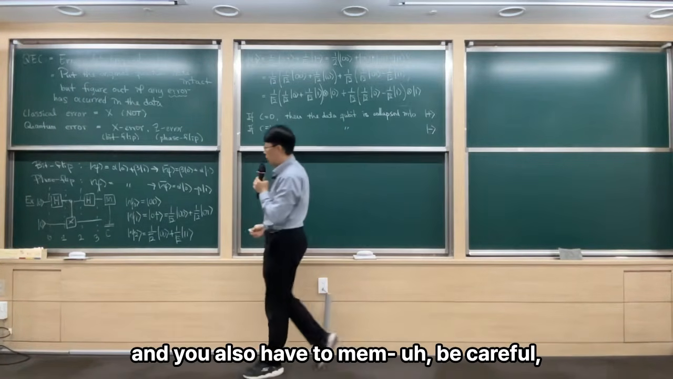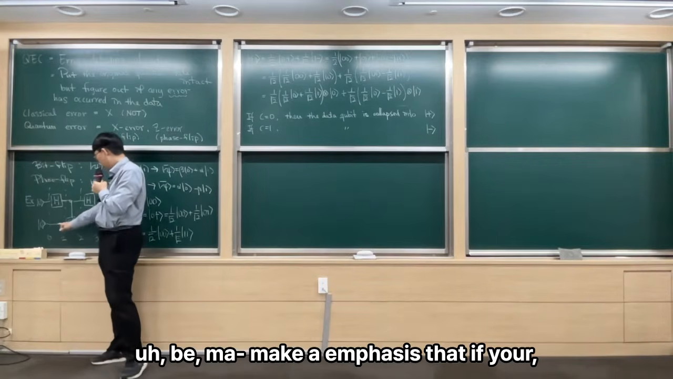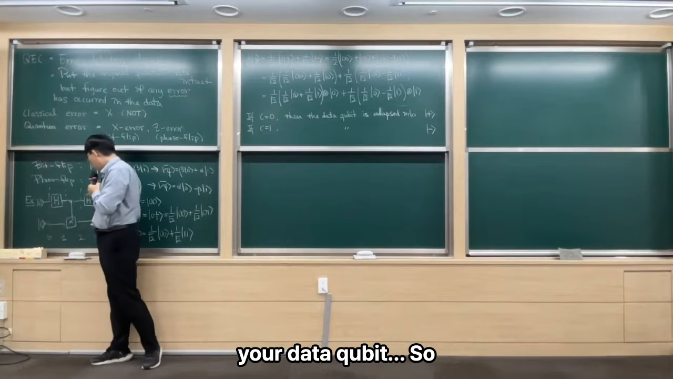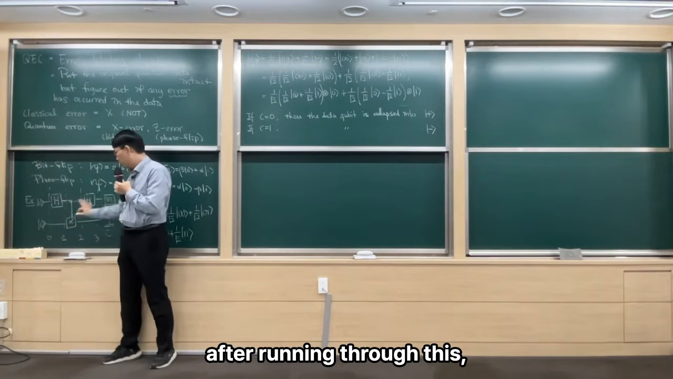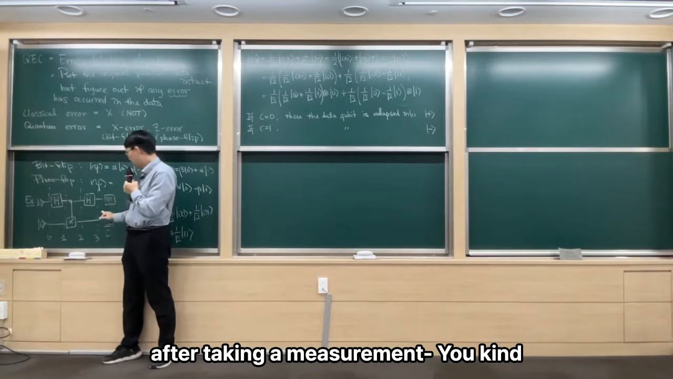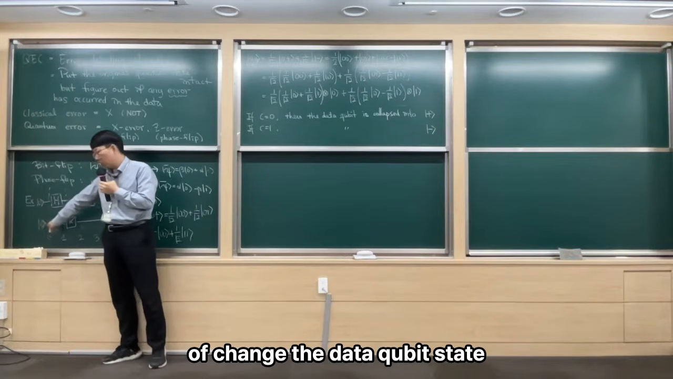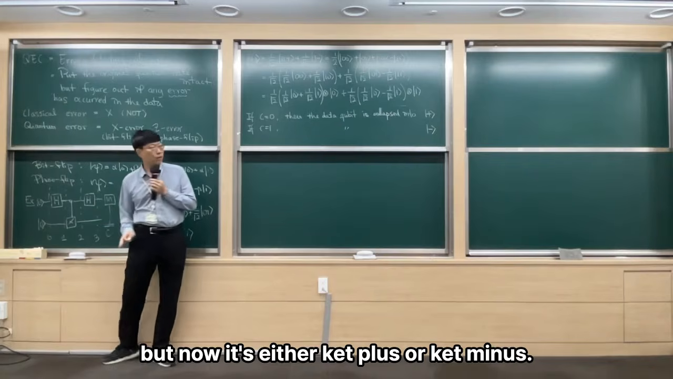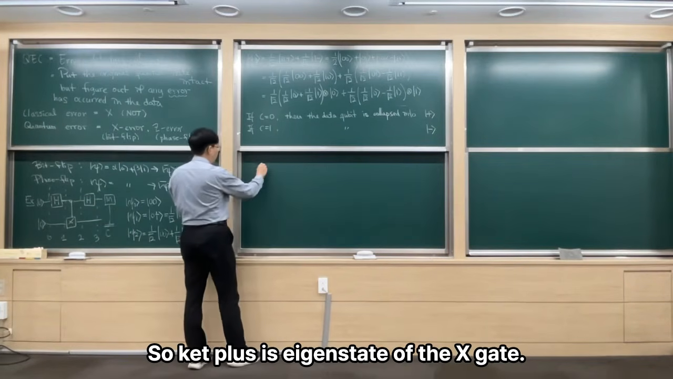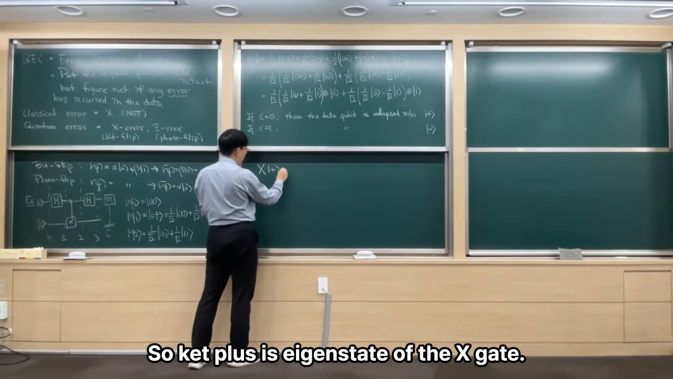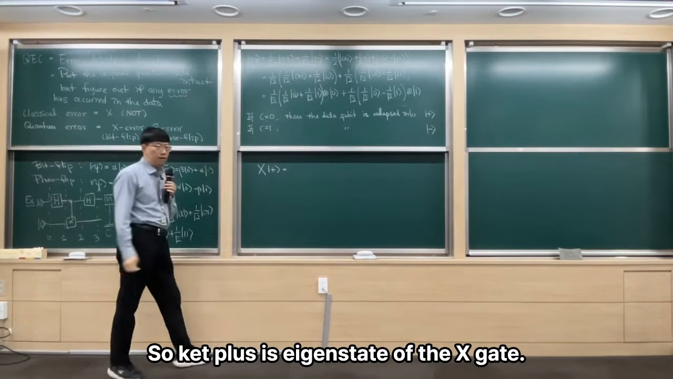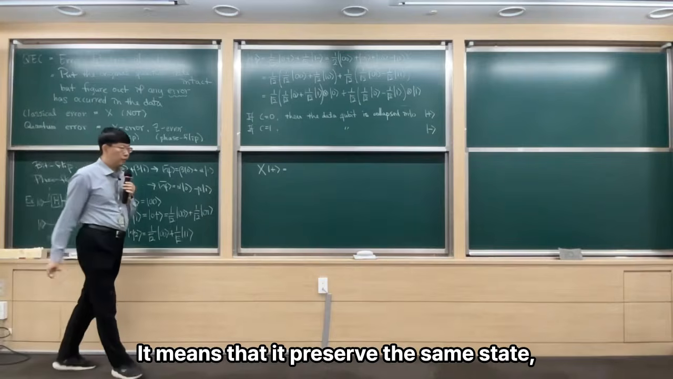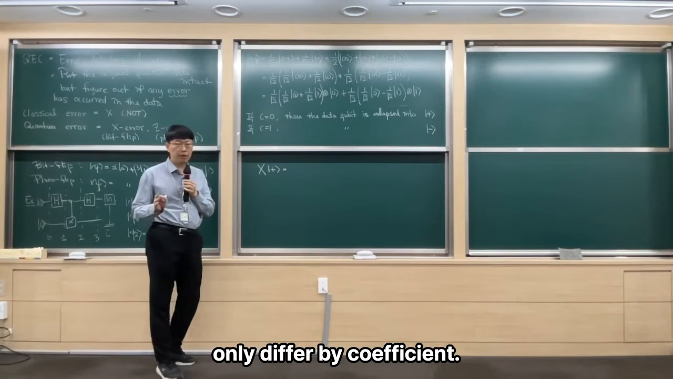So, you also have to be careful and make an emphasis that after running through this and taking a measurement, you change the data qubit state, because it was originally ket 0, but now it's either ket plus or ket minus. Ket plus is an eigenstate of the X gate. What do you mean by eigenstate? It means that it preserves the same state, only differing by a coefficient.